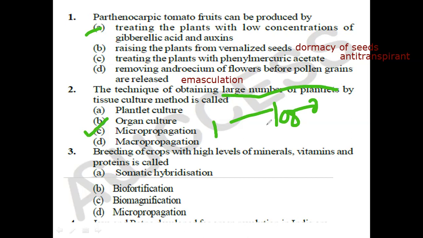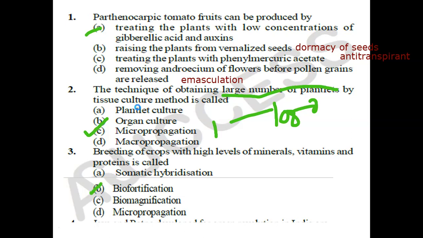Next, third question. Breeding of crops with high levels of minerals, vitamins and proteins is called, we are carrying out the breeding process with high levels of minerals, high levels of vitamins and high levels of proteins. This is called biofortification.